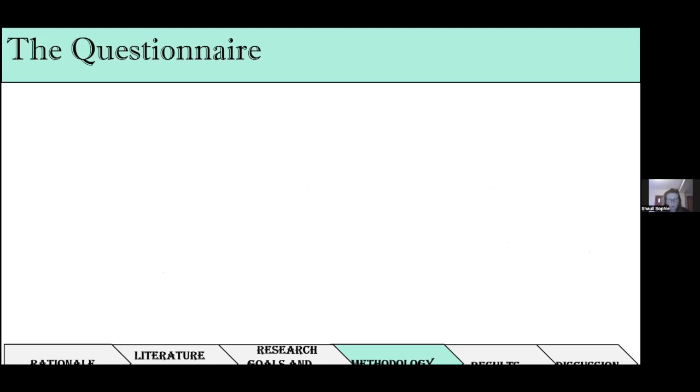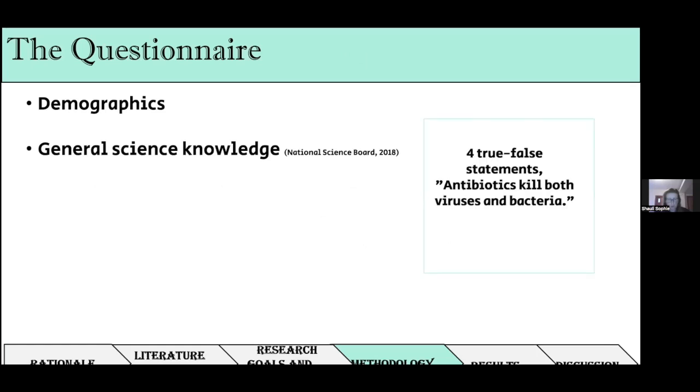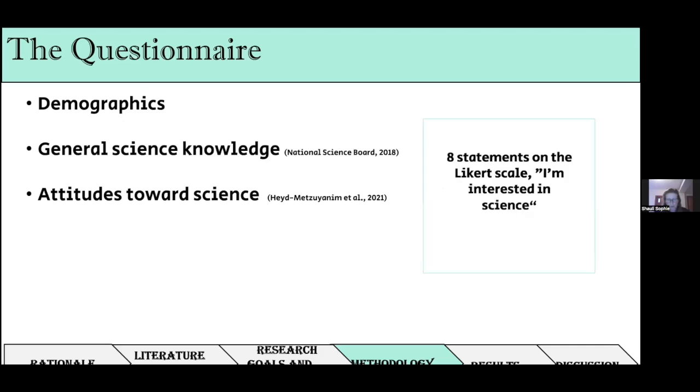The online questionnaire was composed of 6 parts: demographics, including age, gender, and level of education; general science knowledge based on the NSB-NSF survey, composed of 4 true-false questions, for example, antibiotics kill both viruses and bacteria; and attitudes towards science based on Hemisphere and colleagues. The respondents rated 8 statements on a Likert scale, such as I am interested in science.